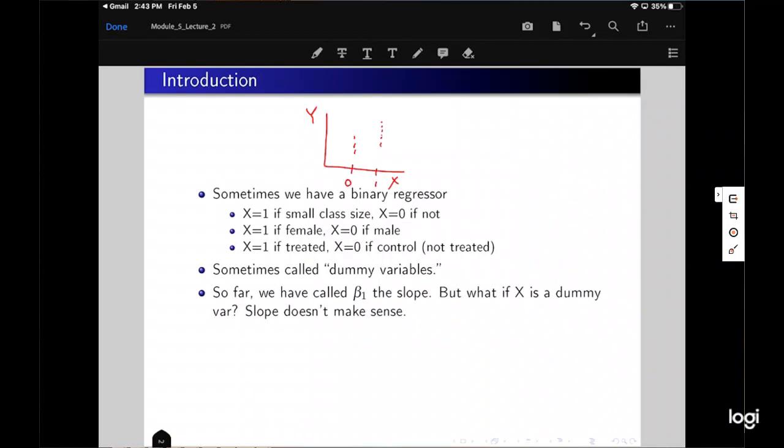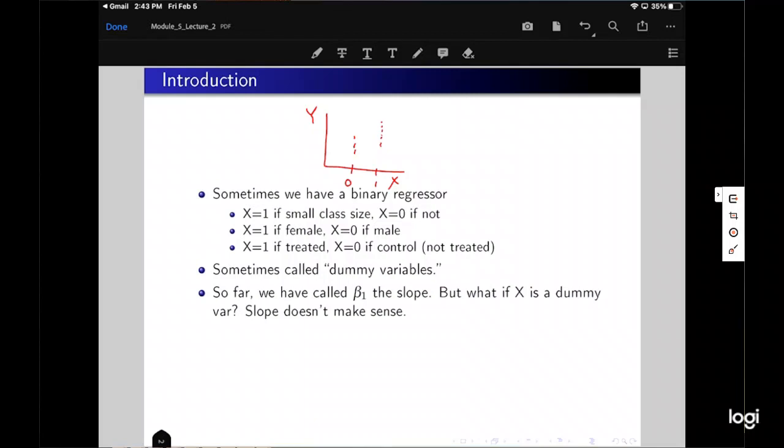Sometimes we have a binary regressor, just like we had a Bernoulli random variable at the beginning of the course. We're talking about a variable that takes on only two values: x equals 1, for example, if we have a small class, x equals 0 if not, or x equals 1 if female, x equals 0 if male, or vice versa. X equals 1 if treated, or x equals 0 if control, not treated. These are sometimes called dummy variables. Don't ask me why. This is just convention.